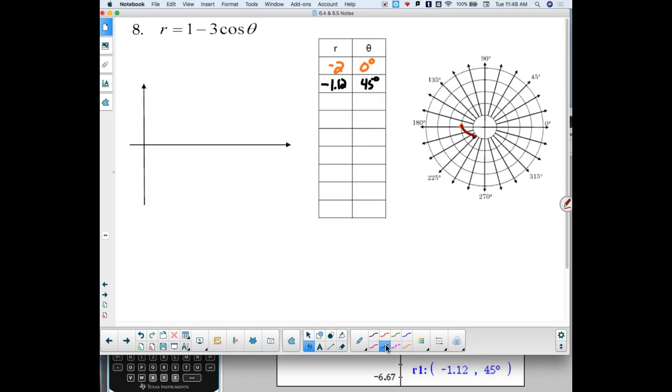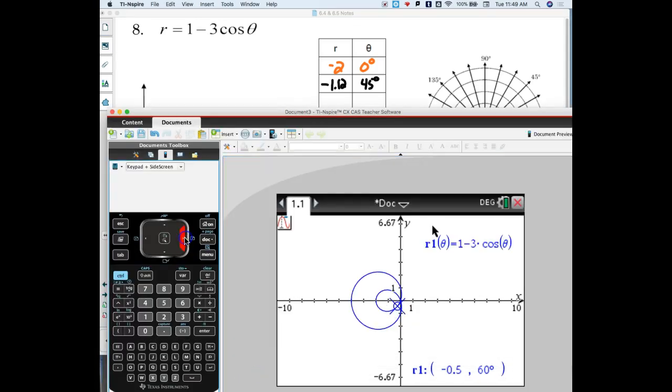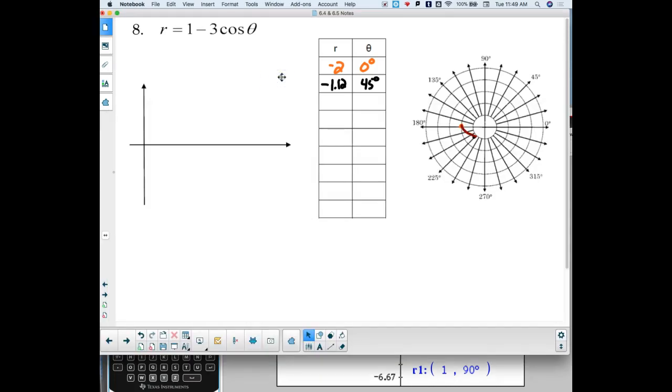This is me, this is a personal thing for me. As I fill one in, I continue my line, or I connect the dots, if you will. I don't wait until the end to connect the dots. Okay? Next one. I'm at 1, 90 degrees.